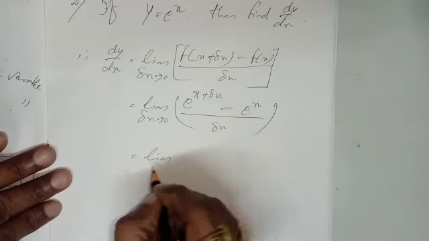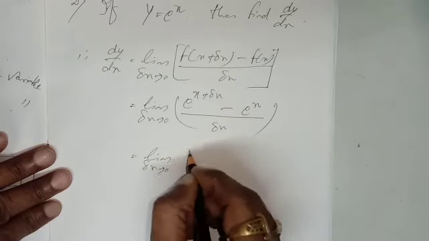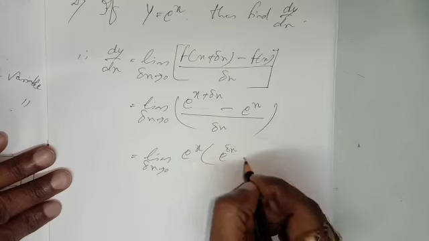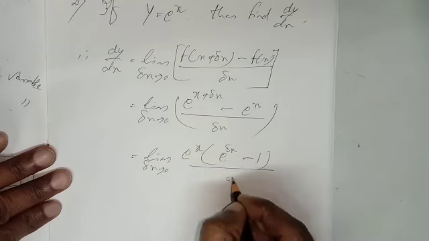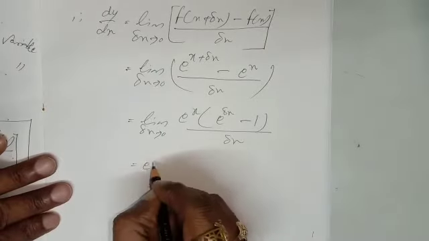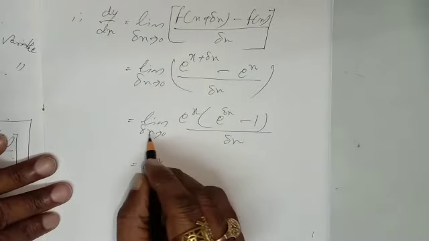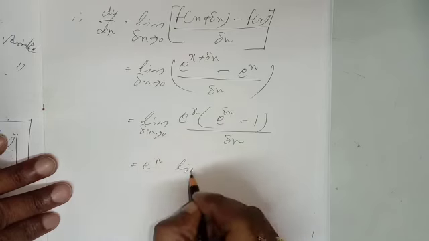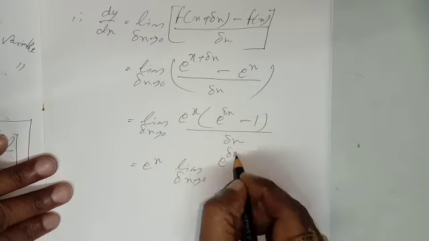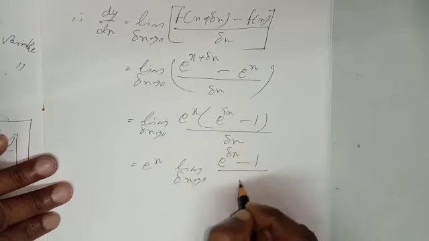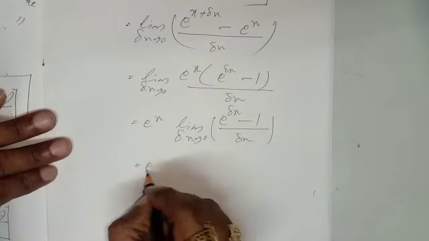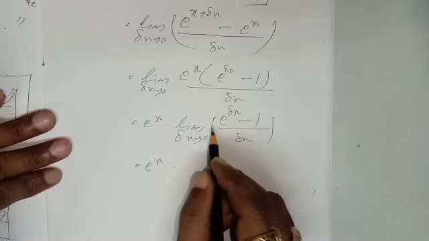Next, limit delta x tends to 0, you can take e to the power x common, left e to the power delta x minus 1 by delta x. Now this e to the power x, you take it outside as it is constant, because delta x tends to 0, you have to write the delta x things inside. What is left here? E to the power delta x minus 1 by delta x. Now what is the formula for it?